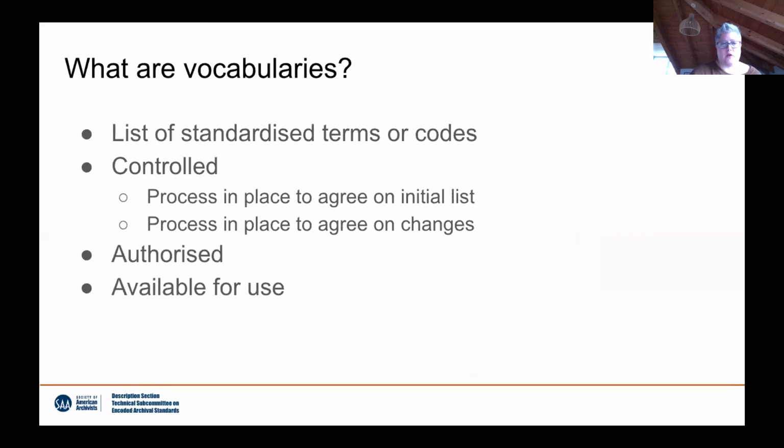So when we talk about vocabularies, we essentially talk about lists of standardized terms or codes. Ideally, those lists are controlled. That means there's a process in place to agree on the initial list. And there also is a process in place to agree on any changes. So there's some agency behind a vocabulary that maintains the vocabulary and also maintains updates to it. This agency also functions as the authorization agency for the vocabulary and makes sure that the vocabulary is available for broader use.